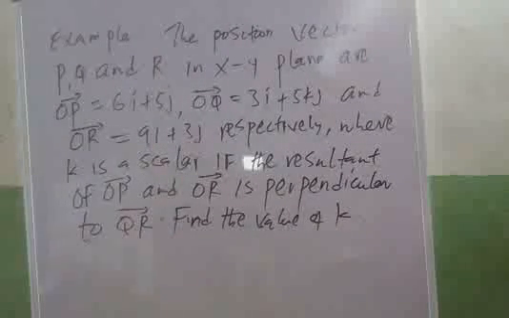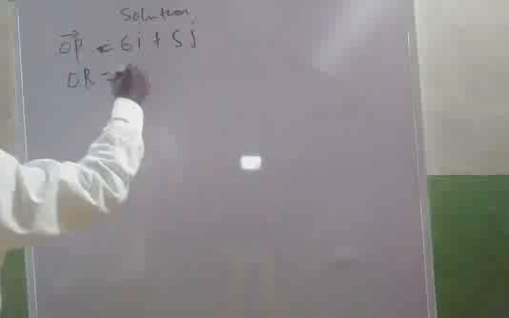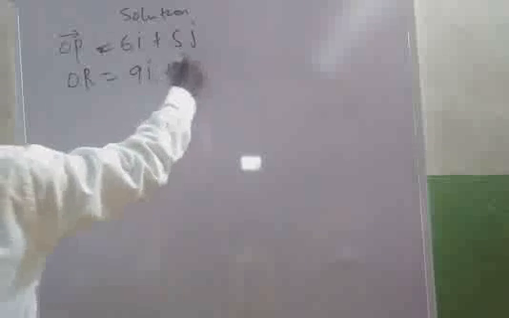So we are going to solve this quickly. Now from the question we're given that the vector OP is equals to 6i plus 5j, where we have our vector OR is equals to 9i plus 3j.